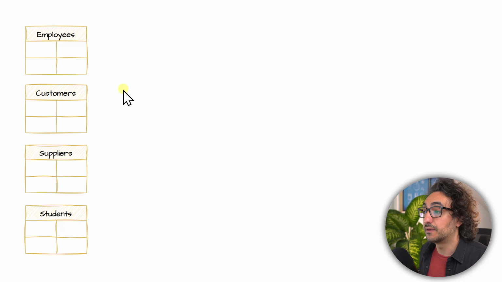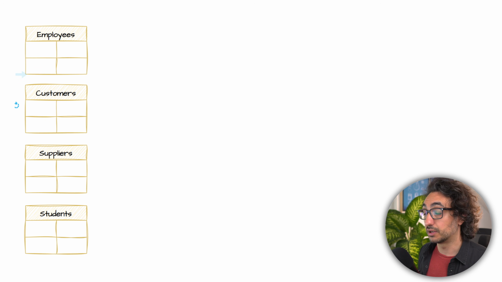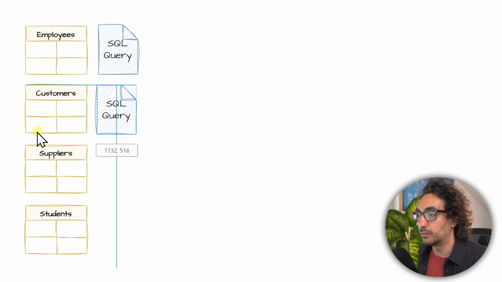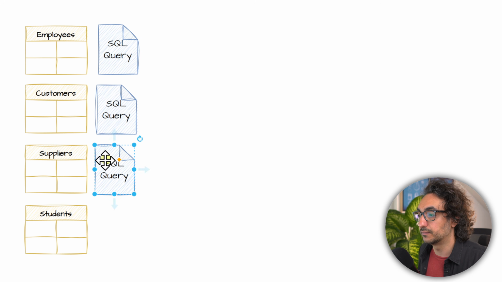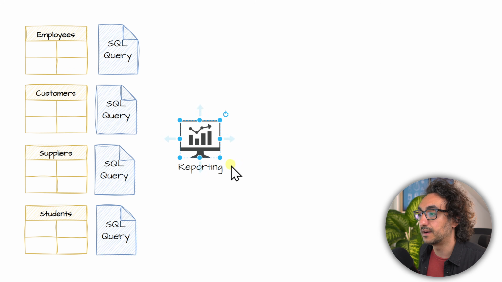So let's say that we have 4 tables: employees, customers, suppliers, and students. As you can see, all of them are sharing the same information. They hold data about persons. Now let's say that you are generating a report that requires all the individuals in the organization in the database. So what you're going to end up doing is writing a SQL query for the employees, another one for customers, and as well for the suppliers and the students. And then you're going to merge all the results from those queries into the final report.